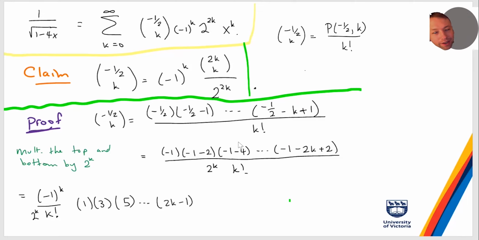Now this is kind of an exercise in how good you are at fractions. But okay, what is negative a half? Well, that's negative a half. What's negative a half minus 1?